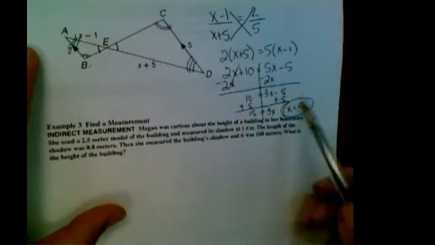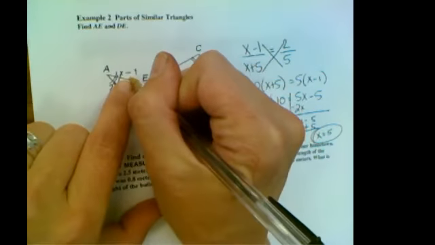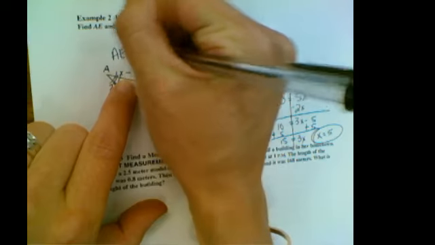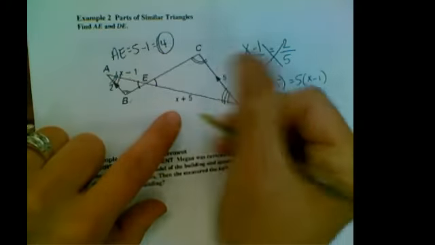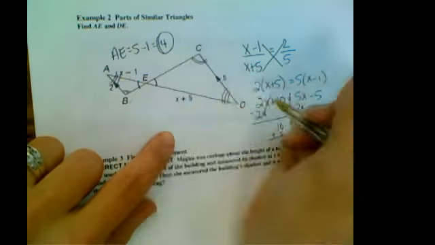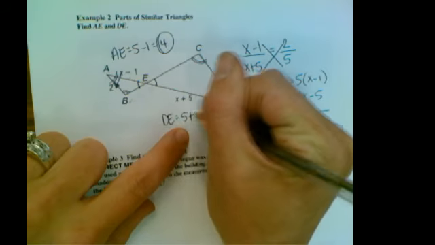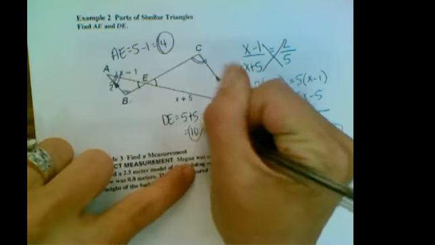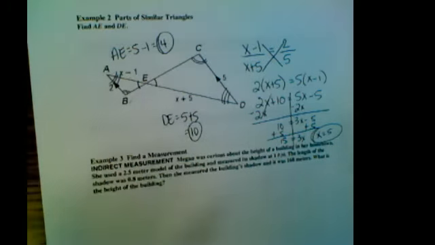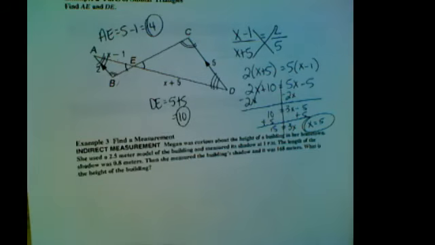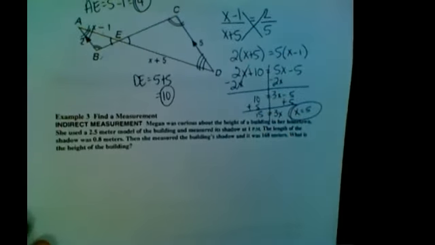Okay? If x equals 5, I can go up here and find AE. AE then equals 5 minus 1, which is 4. And I can find ED, or I guess they called it DE, which is 5 plus 5, which is 10. Okay, so we're putting everything together now. We're creating an equation, solving, going back and finding those lengths, okay? So indirect measurement. This is the last example, and then you can start your homework.